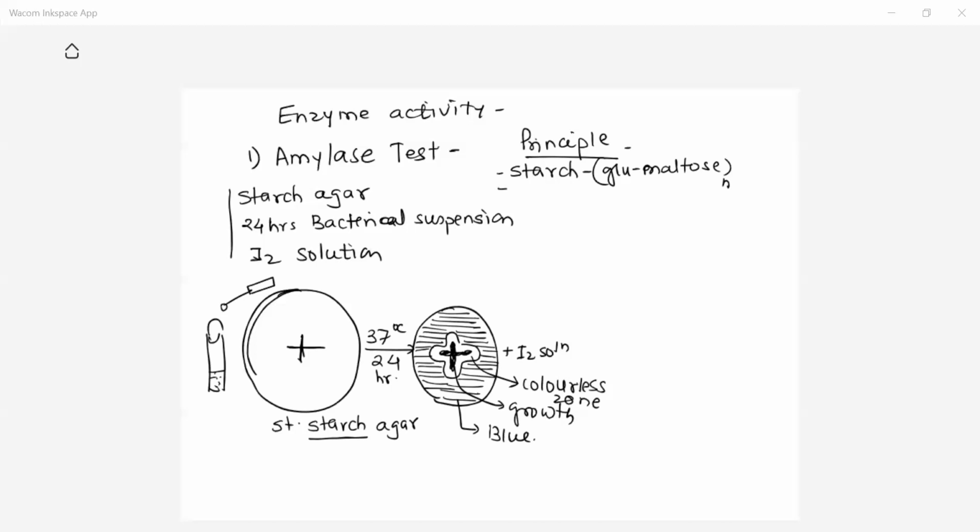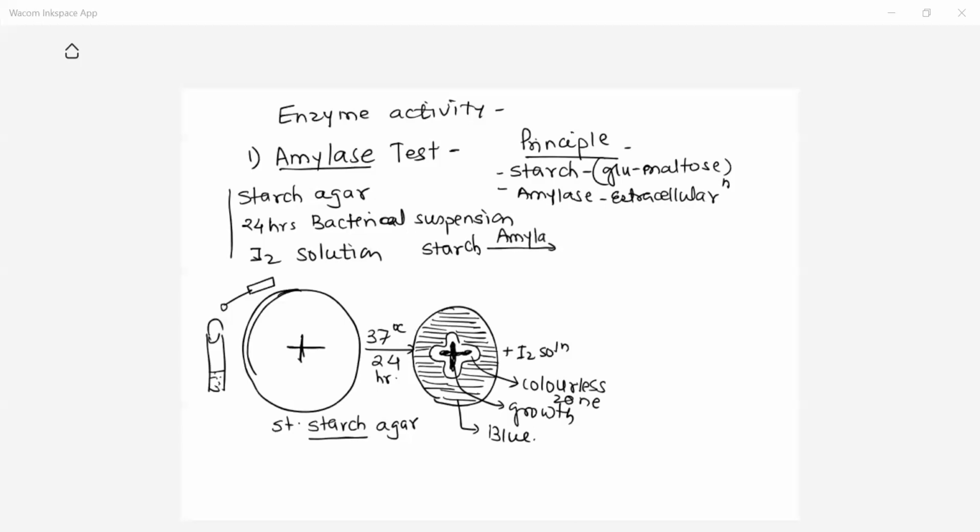And here amylase is the enzyme. It is an extracellular enzyme. Amylase is produced by the bacteria and secreted outside the cell. It is an extracellular enzyme acting on starch. This is the reaction of amylase: starch, a polysaccharide of glucose and galactose, is acted upon by amylase.